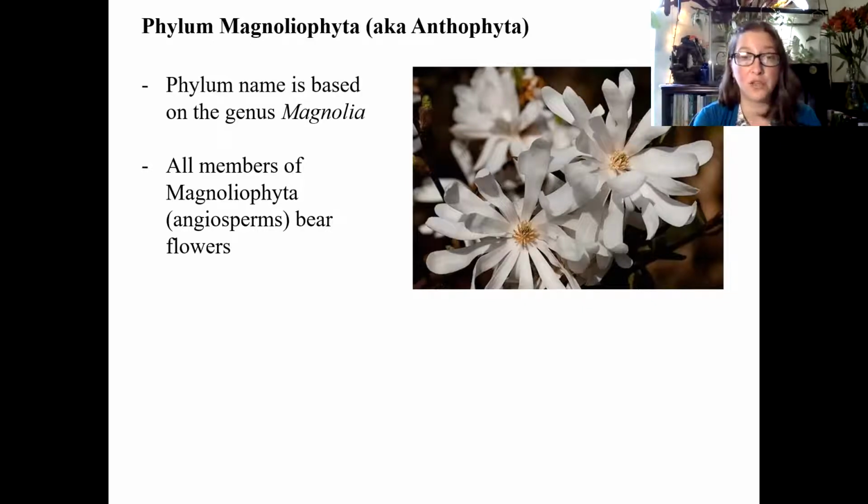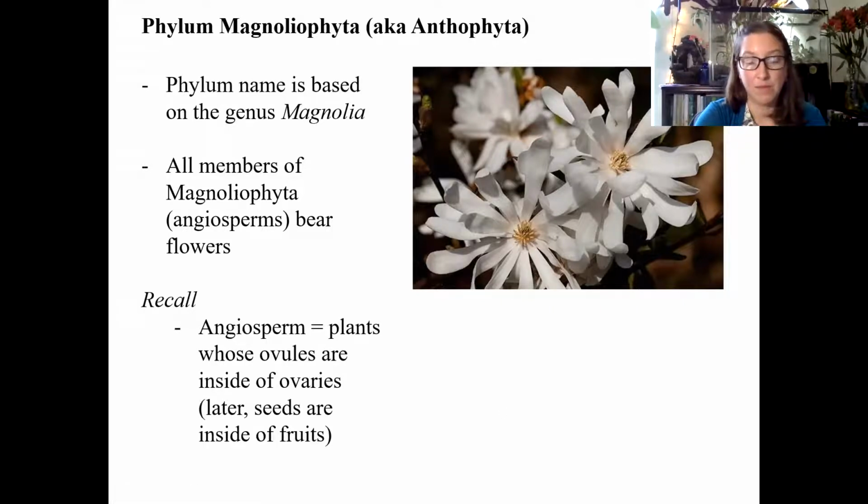All members of the angiosperms bear flowers, every single one. It just means if you're an angiosperm, at some point in your life cycle, you will make a flower. Doesn't mean you have flowers on you all the time, right? But at some point in your life cycle, you will make a flower. So every angiosperm, all 370,000 of them, make flowers.